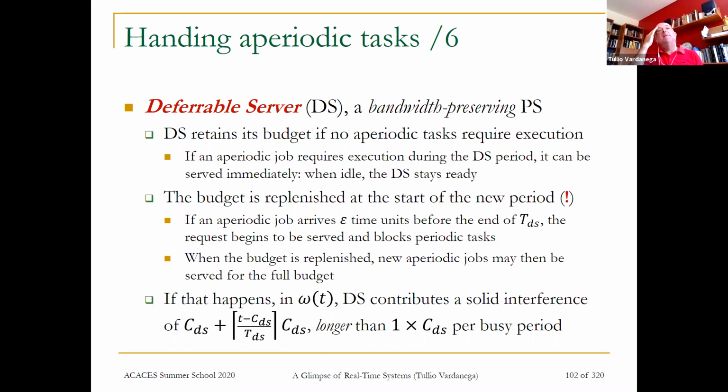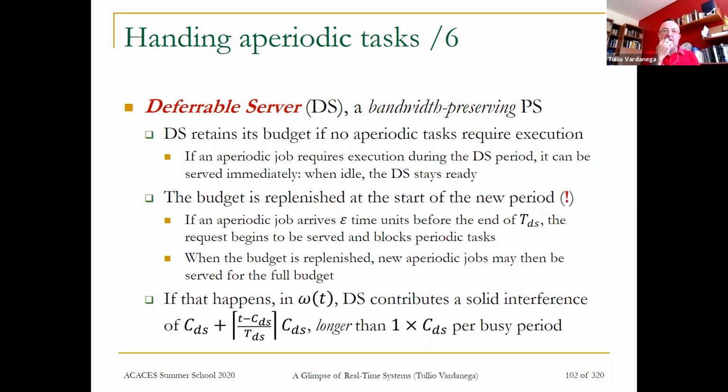Now, is this good? Unfortunately, it isn't. There is a little bit of a glitch in the logic of this particular server. And the glitch is that the promise of a deferrable server is that the interference it causes to the other tasks is bounded. What I'm saying to the other tasks is to the tasks that happen to have a lower priority than this deferrable server.